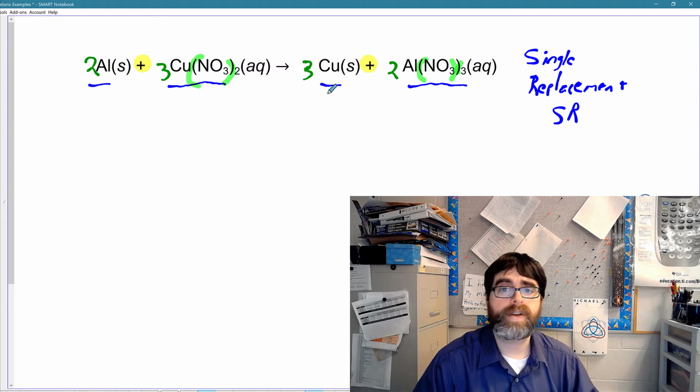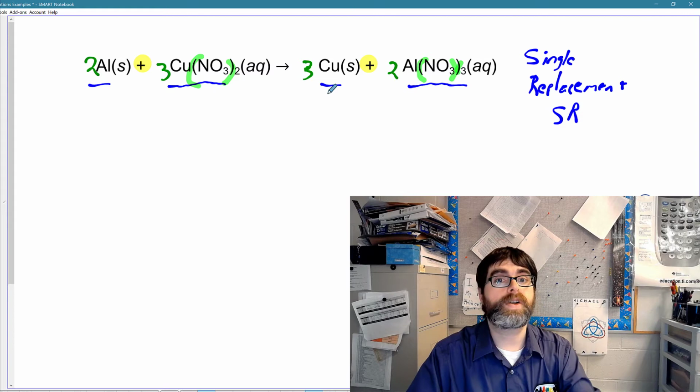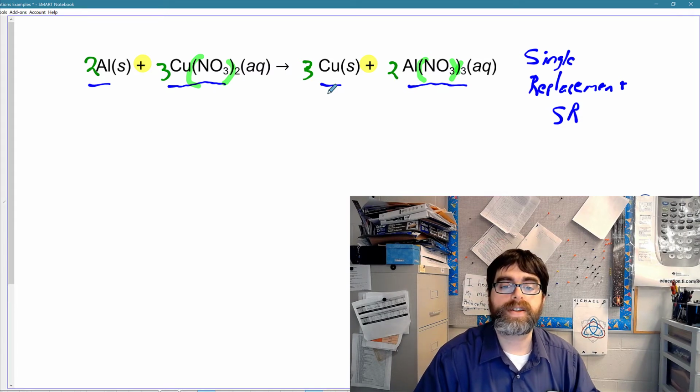I will also point out here while I'm thinking about it that you can have reactions that are balanced already that take no coefficients to balance them out. They just happen to be balanced to begin with.